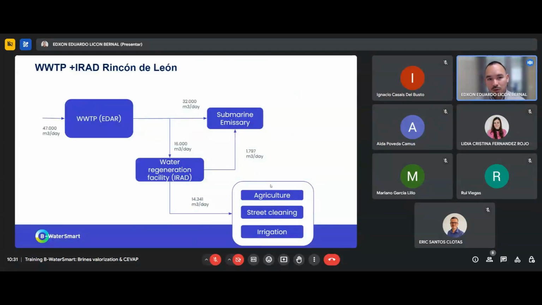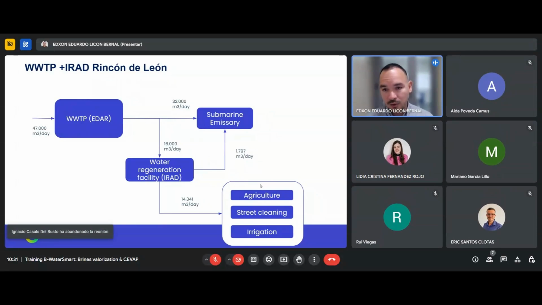Well, but it's important to have the context of what is happening currently. About 47,000 cubic meters per day are being treated in the wastewater treatment plant of Rincon de Leon. From that, about 30% is regenerated, and an important 1,800 cubic meters per day are sent to a submarine emissary as a brine, despite the fact that we are recovering water for several purposes, such as agriculture, street cleaning, or irrigation. But this is also an opportunity.